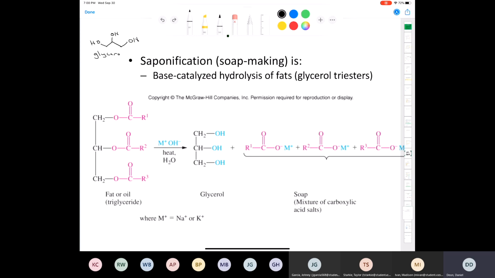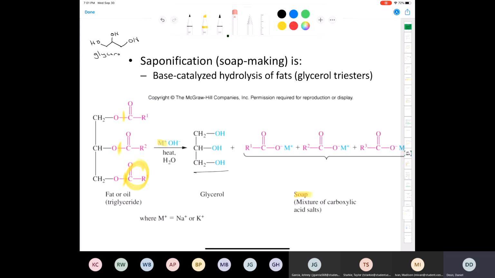Okay, now if you hydrolyze that, you end up with glycerol, of course. That's the alcohol, right? Because you're going to break the carbon-oxygen single bond, which is the weaker of the 2 bonds. And you're going to end up with all of these 3 carboxylates, like that. And then the metal is going to be the cation, like that. And that is actually what soap is. So this shows you saponification.